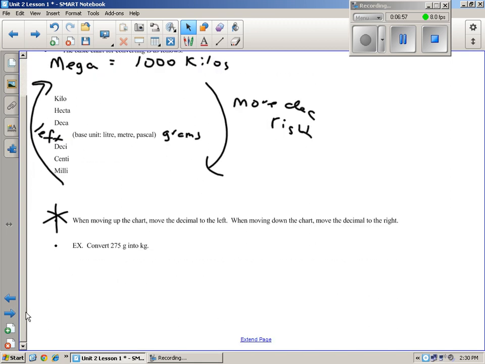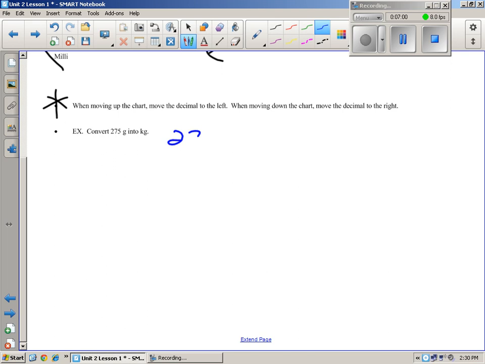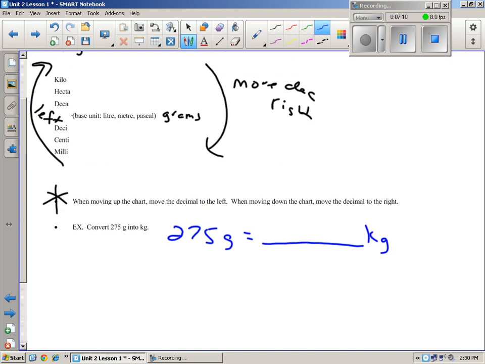If you're going to do 275 grams into kilograms, for example, okay, once again, you have to figure out where's grams and where's kilograms in conjunction with that. So here's grams, 1, 2, 3 steps up to get to kilo, and I'm going up this chart, of course. So that means I'm going from a small unit to a larger one. So I'm going to have to divide by 10 three times. Right? I'm moving the decimal 3 places to the left. There's the decimal there right now, 275. So I'm going to move it 3 places to the left.